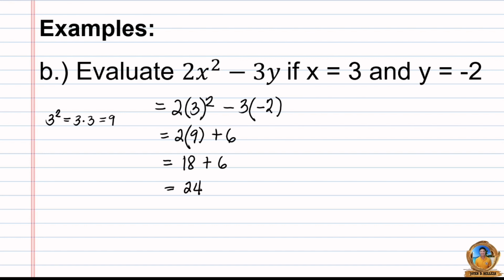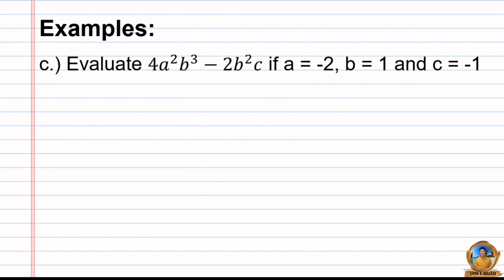So, ibig sabihin, the expression 2x squared minus 3y, if x is 3 and y is negative 2, the value of that is simply equal to 24. Next, we have 4a squared b cubed minus 2b squared c. We're going to evaluate this expression if a is negative 2, b is positive 1, and c is negative 1.